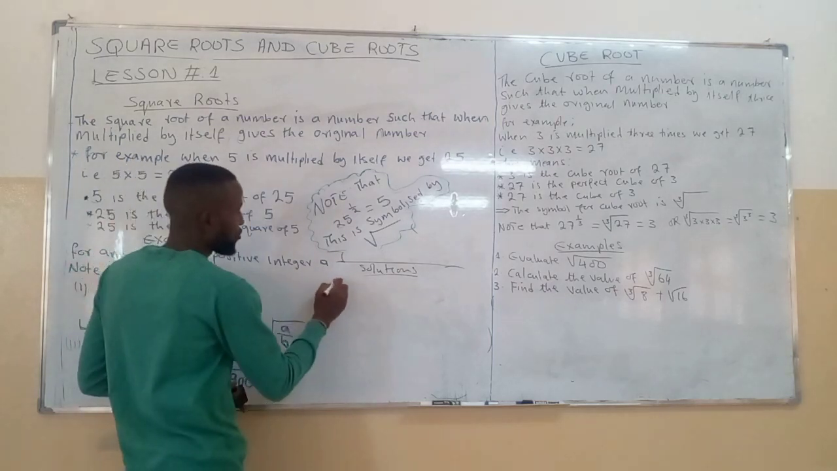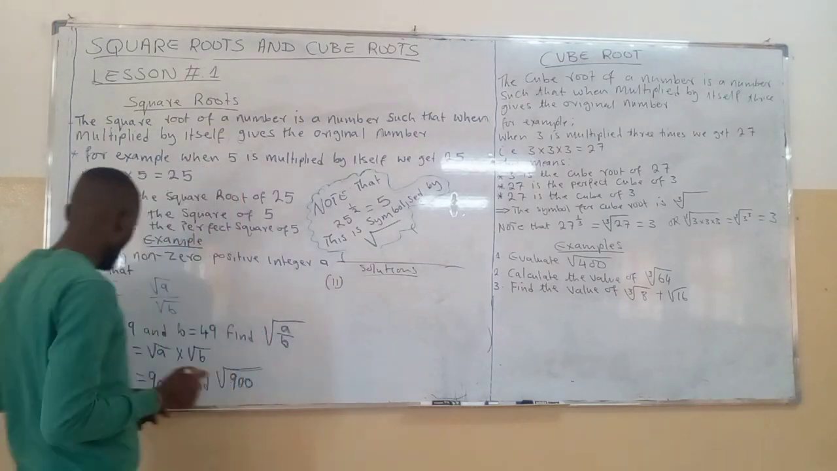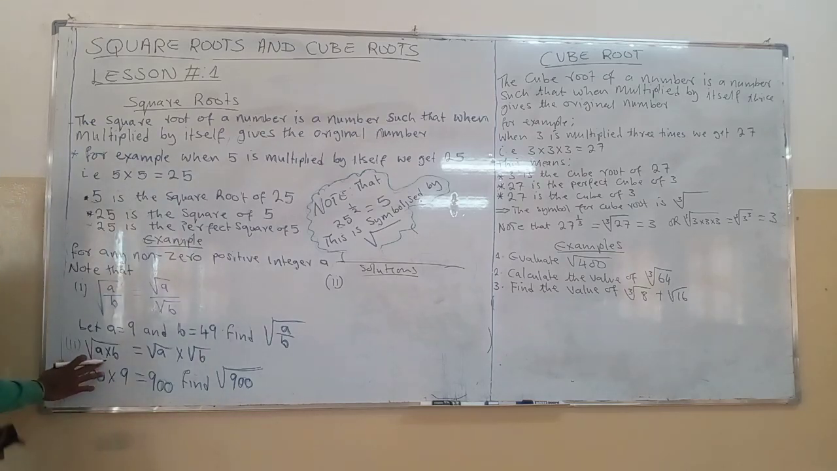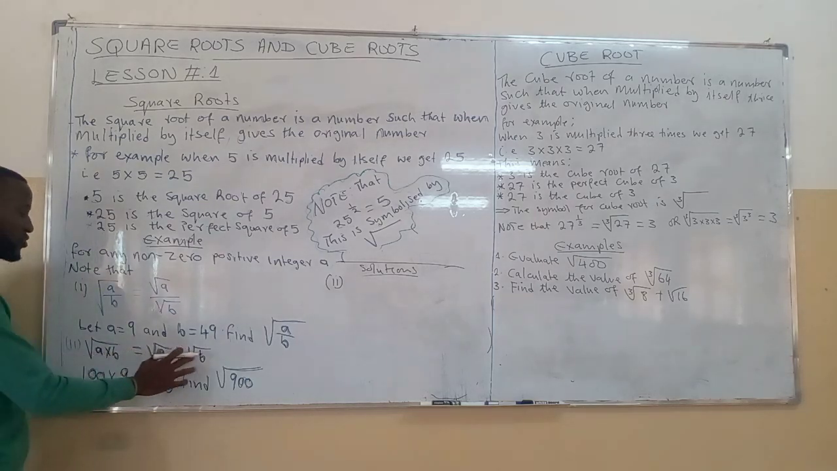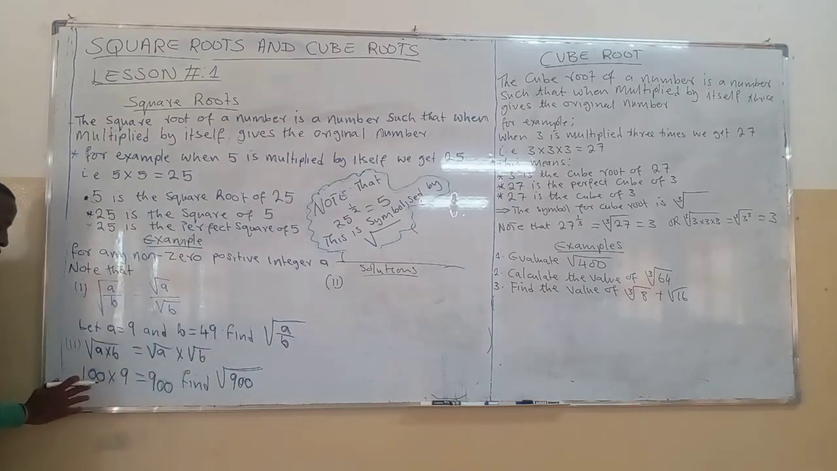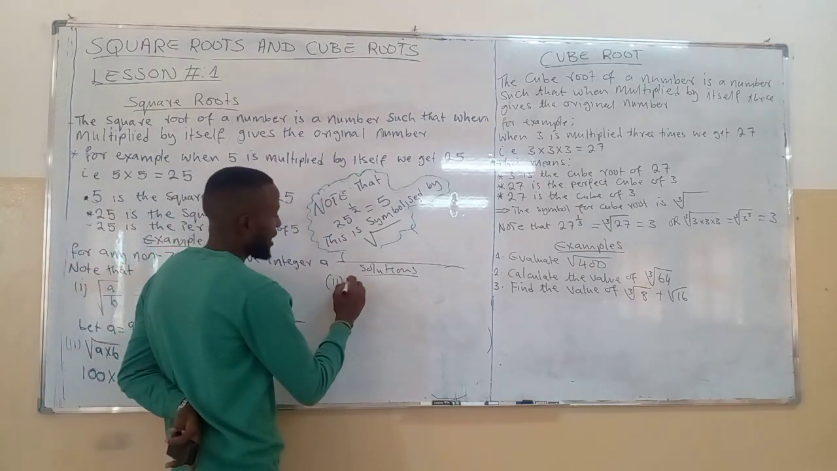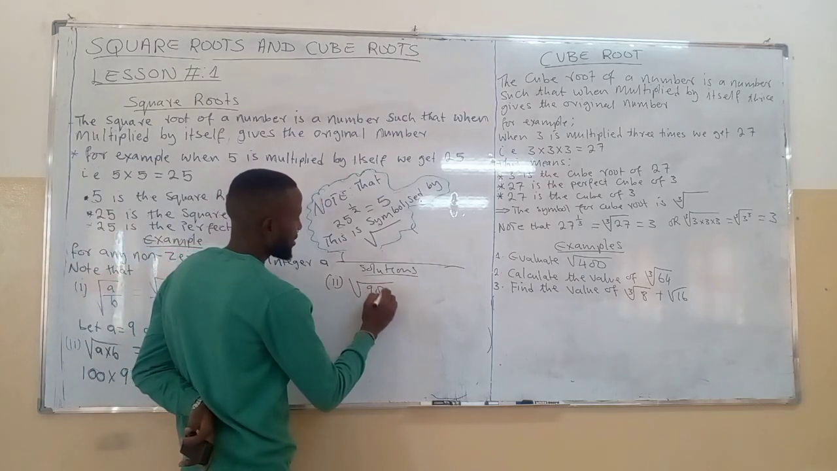Question number 2 here. They are simply telling us that the square root of a times b is the same as the square root of a times the square root of b. Now, given that 100 times 9 is 900, they're asking us to find the square root of 900.